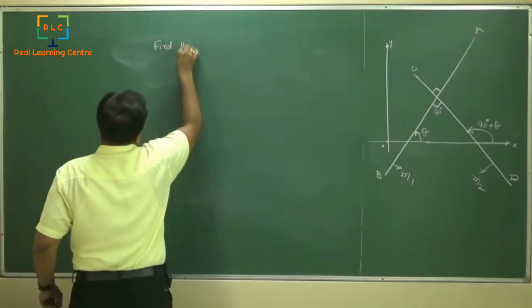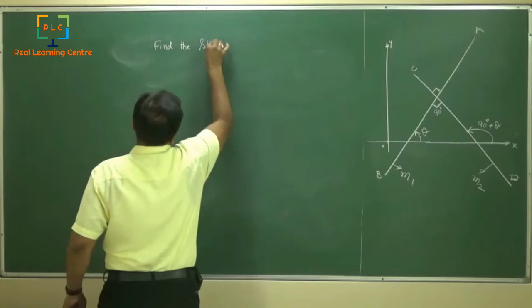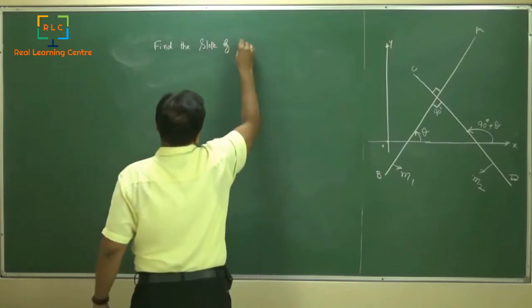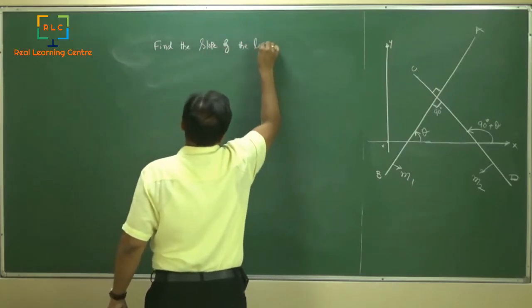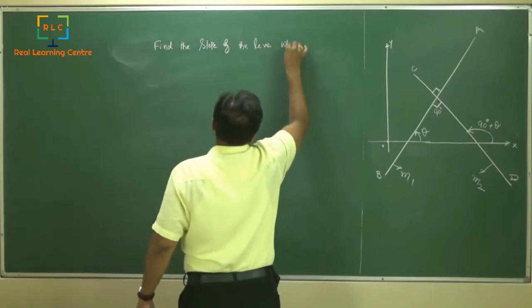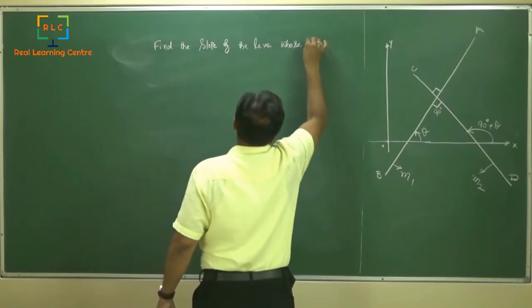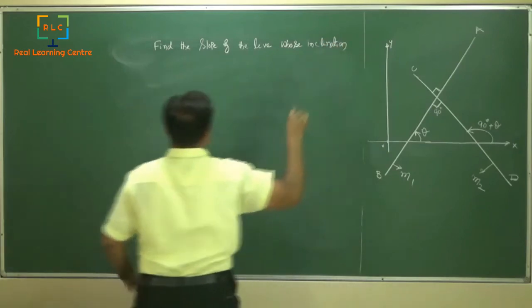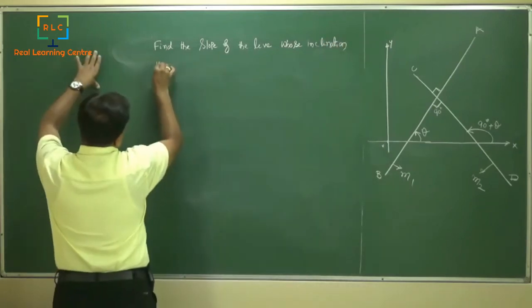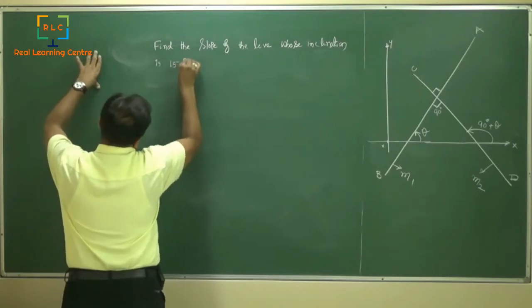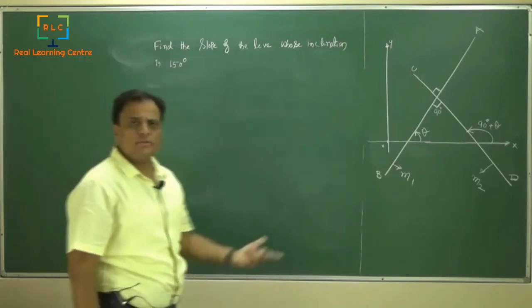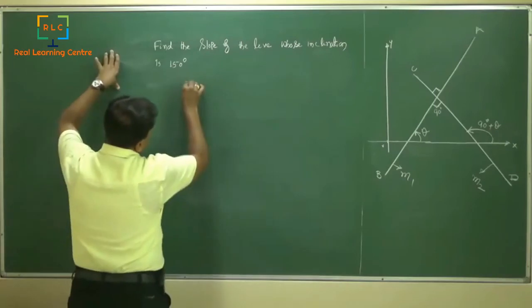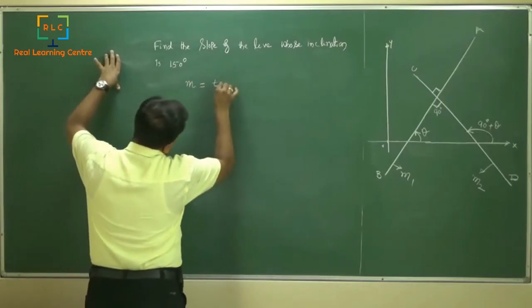Find the slope of the line whose inclination is 150 degrees. Very directly, m is equal to tan of 150 degrees.